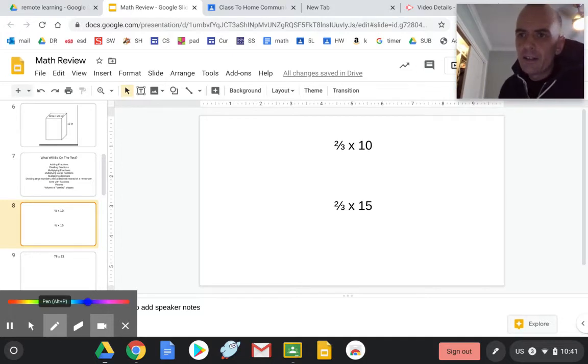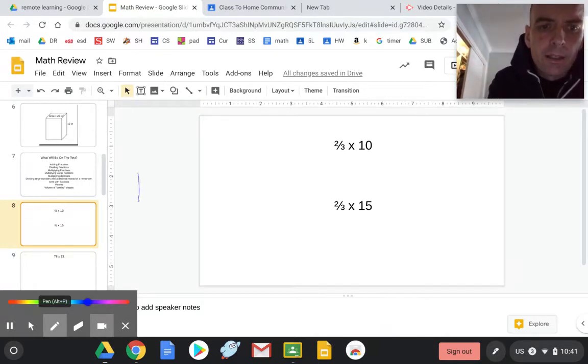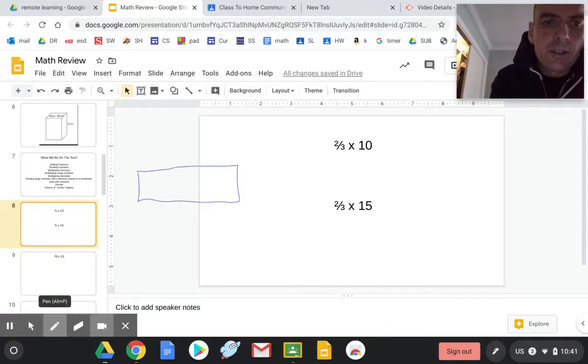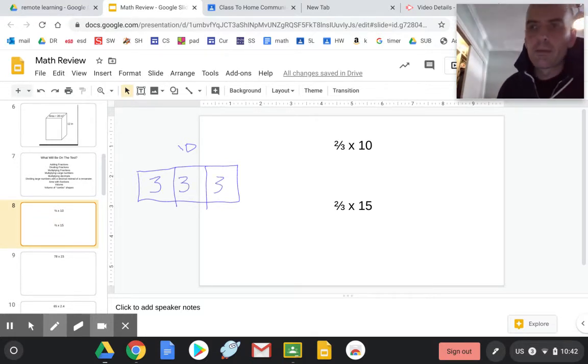2/3 times 10. There's two ways to do it. There's the picture way and there is the equation way. The picture way is to draw 2/3 and we're going to split up 10. So I don't know, 3, 3, and 3. So 3, 6, 9. Okay. There's one left over, right? So 1 divided by 3 is a third. So it's 3 and a third, 3 and a third, 3 and a third. But it's 2/3. I want two of them.